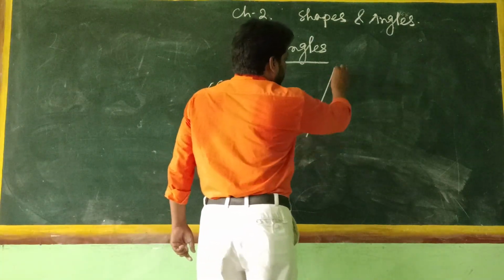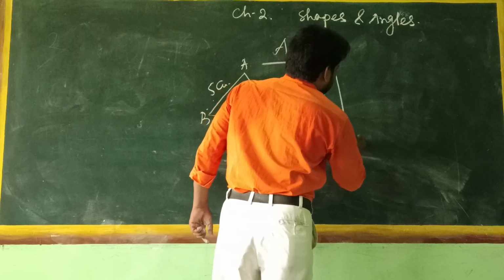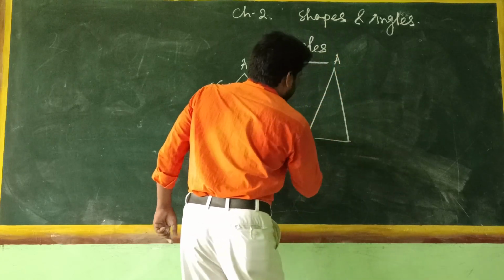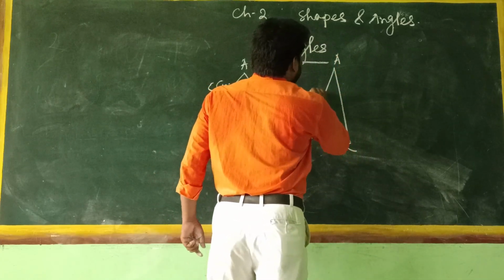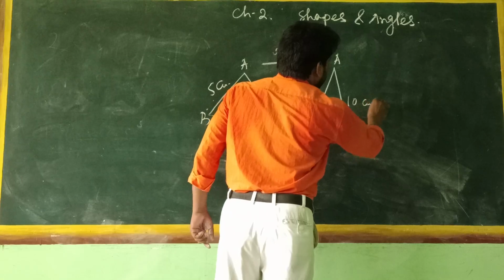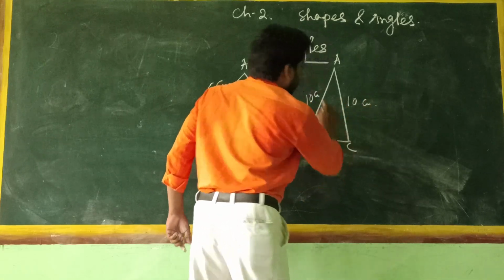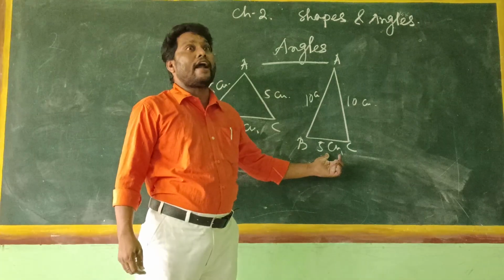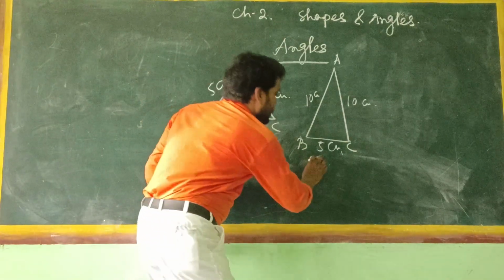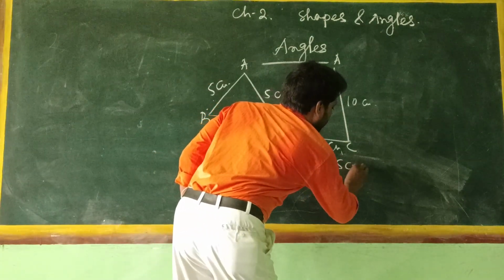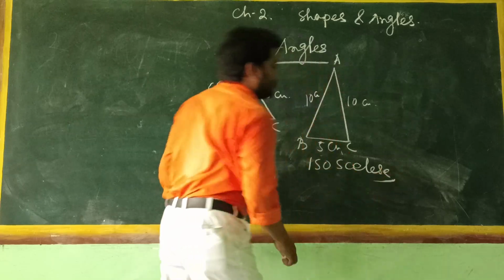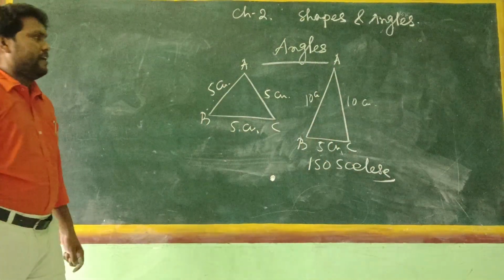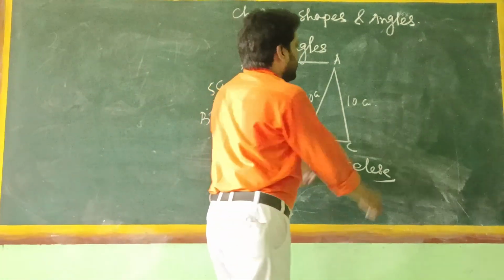Next, suppose AB and AC are 10 centimeter, but this is 5 centimeter. Now, a triangle whose two sides are equal but third side is unequal is isosceles. Isosceles triangle. Okay? So it is equilateral, it is isosceles.